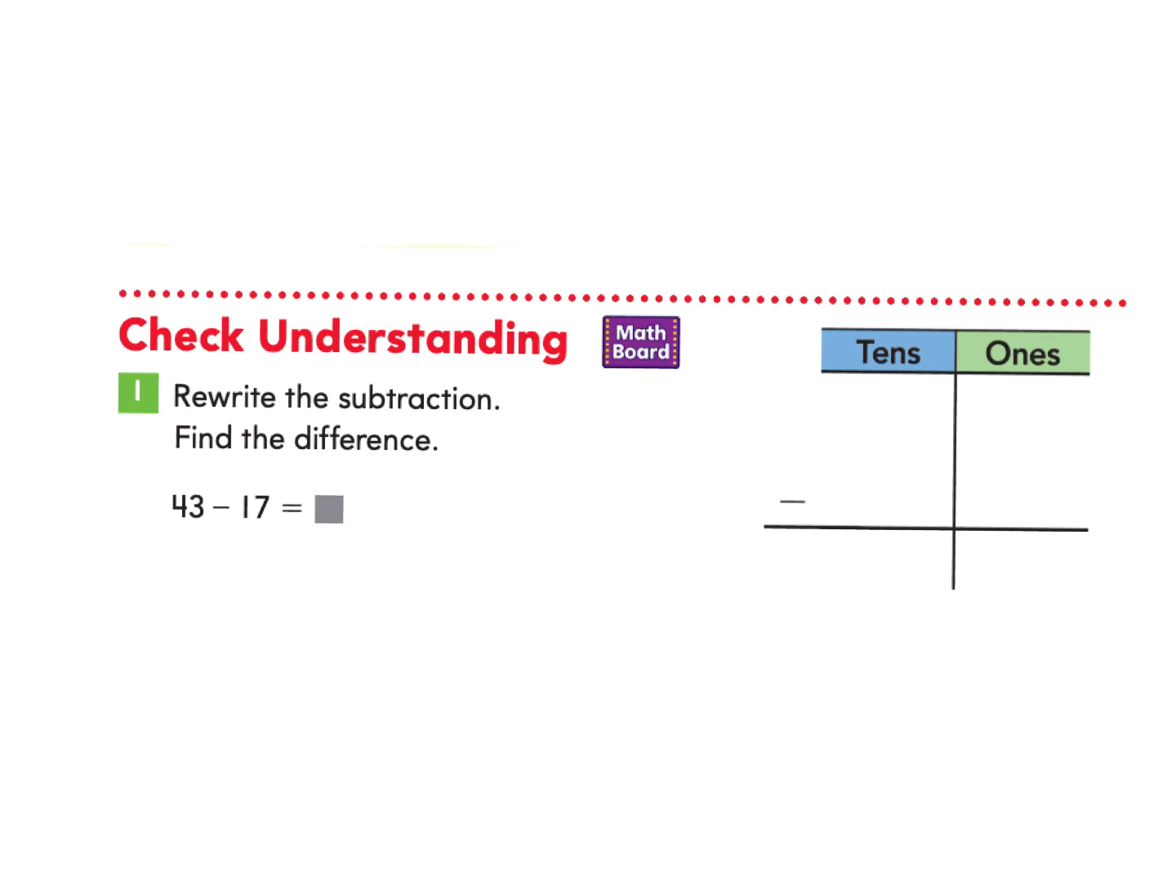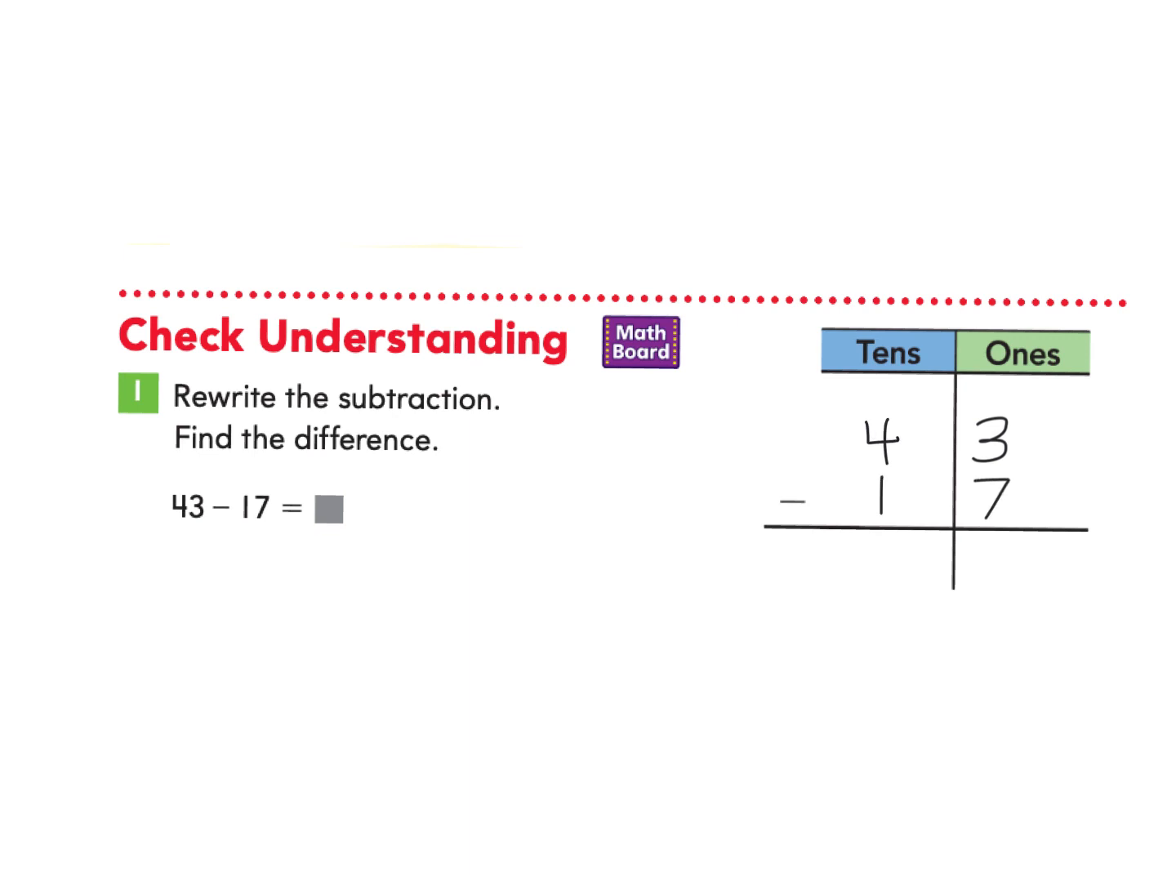Let's go ahead and check understanding. This question asks us to rewrite the subtraction and find the difference. Here we have 43, take away 17, and then we have our unknown answer. So if you'd like to pause and try this part on your own and come back, you may do so. Here we have 43 as our first number, and then we're taking away 17.